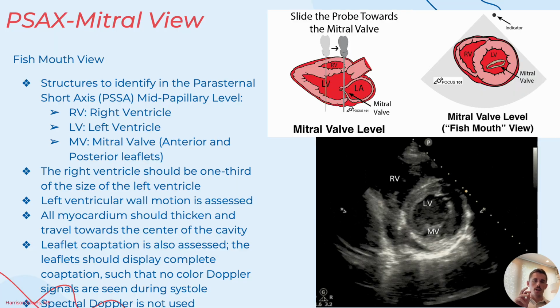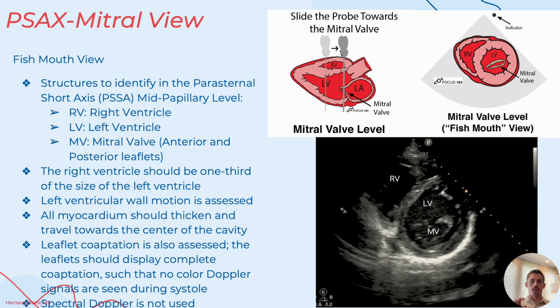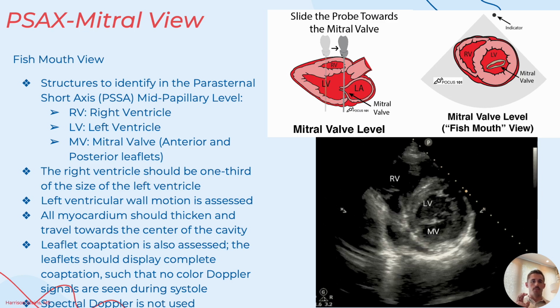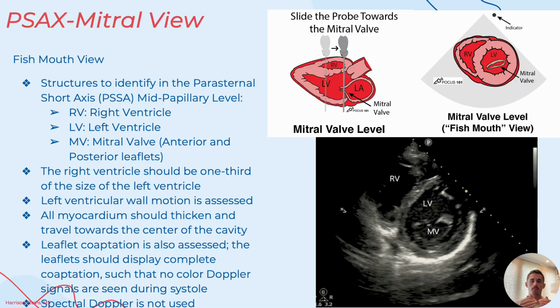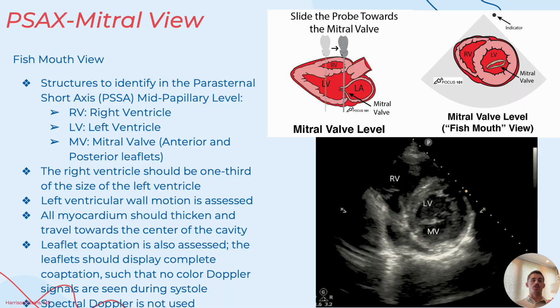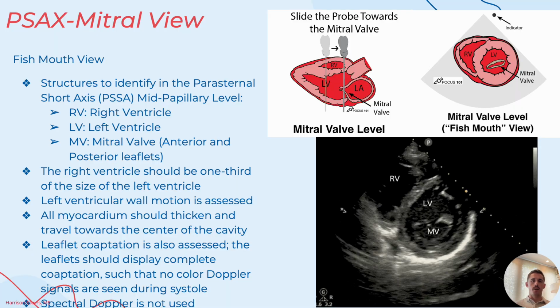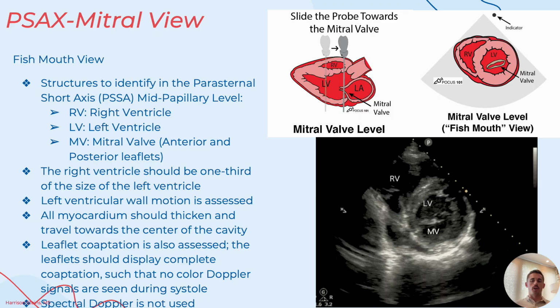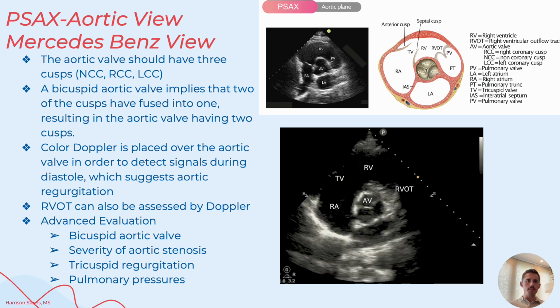When you put color Doppler on this, you should be seeing a lack of color during systole. So once everything is squeezing, the mitral valve leaflet should be completely closed so that you're not getting regurgitation from the left ventricle into the left atrium. And in that, there should be no color on color Doppler. And we're not using spectral Doppler here.